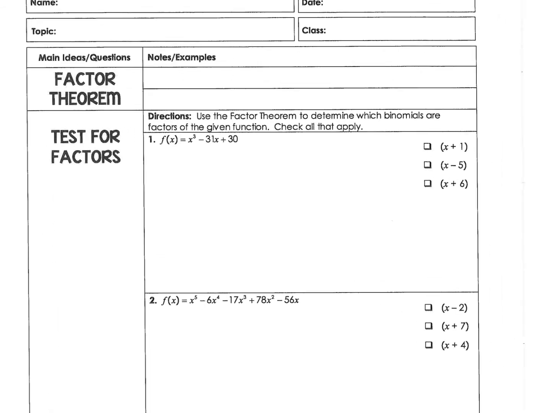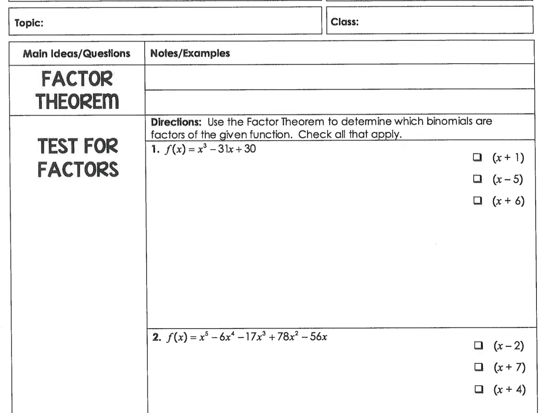What is the factor theorem? What does the factor theorem say? The factor theorem says if we have a polynomial function, and that polynomial function would be f of x, wouldn't it? That if we want to know it's a factor, then when we plug it in, in other words, when we do synthetic division, we should get what as a remainder?